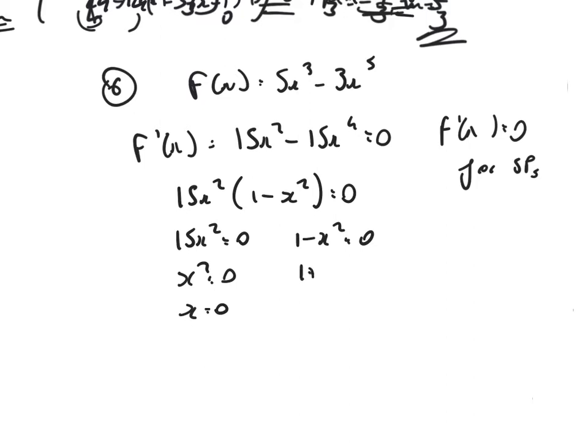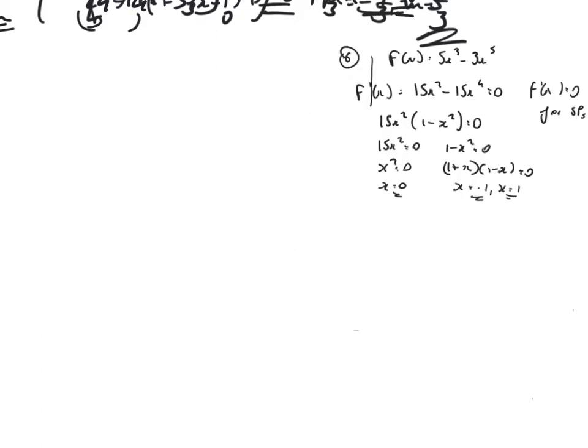I've then got a difference of 2 squares here, which will give me x equals minus 1 and x equal to 1. So I've got 3 stationary points, 1 at minus 1, 1 at 0, and 1 at 1. Okay, let's establish the y coordinates of the stationary points.